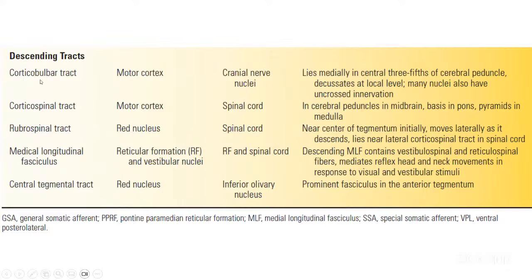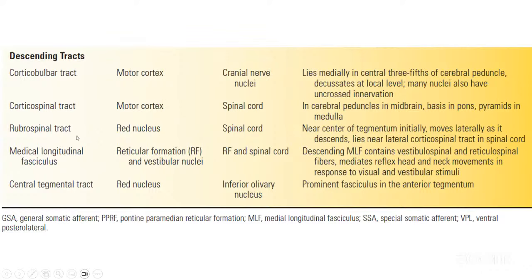Descending fibers, which we know, are the corticobulbar tract, corticospinal tract, rubrospinal tract, medial longitudinal fasciculus, and central tegmental tract. Corticobulbar and corticospinal mainly originate from the motor cortex, and corticobulbar carries fibers to the cranial nerve nuclei. Corticospinal carries to the spinal cord.